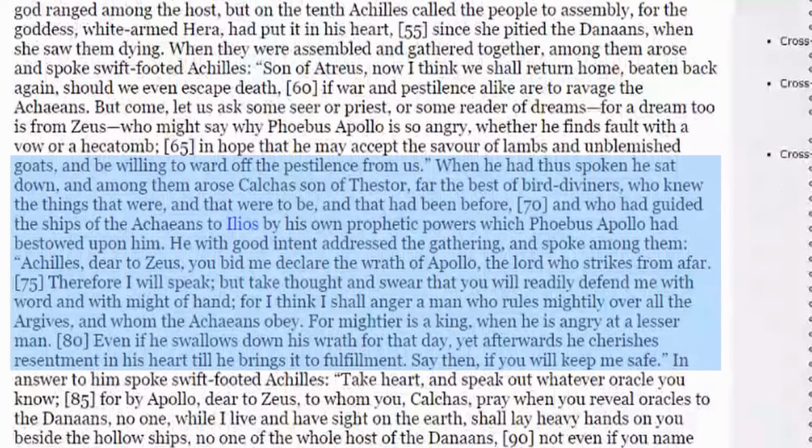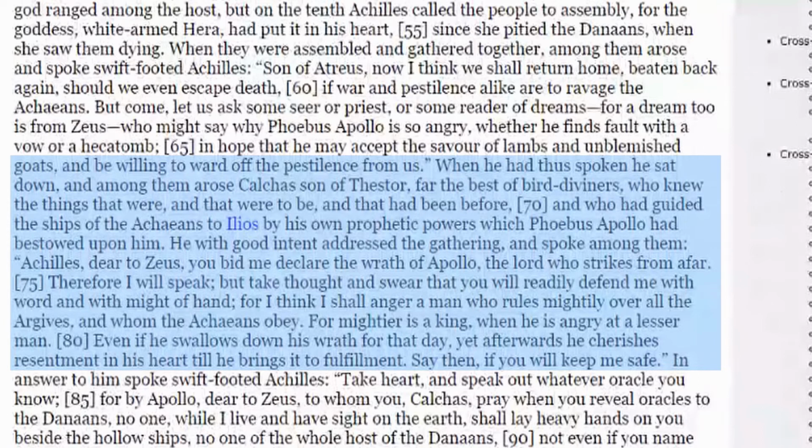And he's the best of them. It's not an exact science. It's a matter of some art, and therefore there are degrees of excellence in this. There could be a better and a best. He's the best of them by far, and his skill in this is such that he knew the things that were and that were to be and that had been before, and who had guided the ships of the Achaeans to Ilios, that means Troy, by his own prophetic powers which Phoebus Apollo had bestowed upon him.